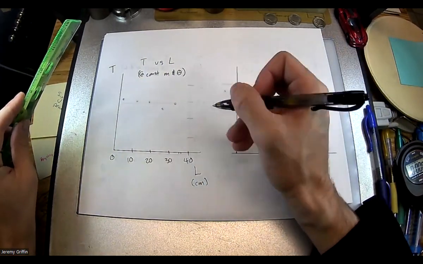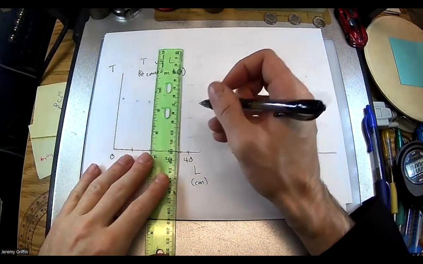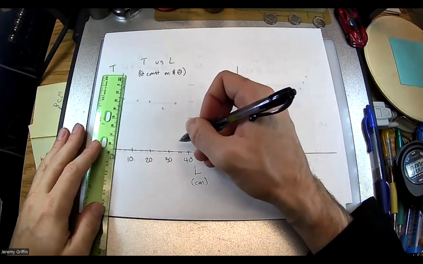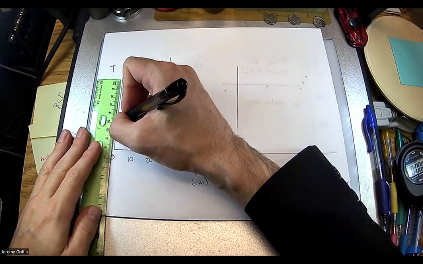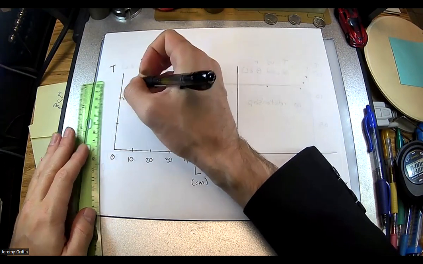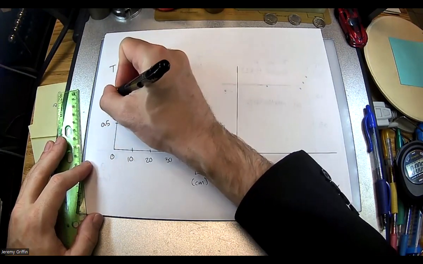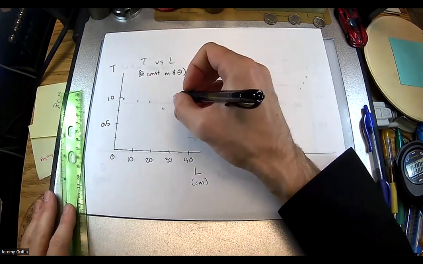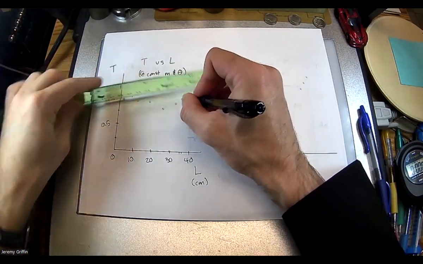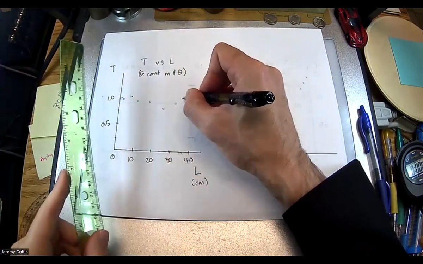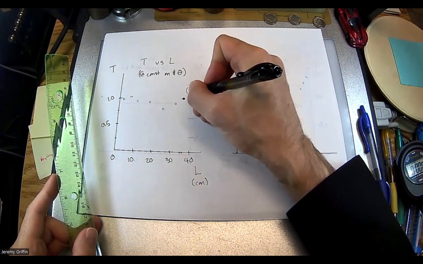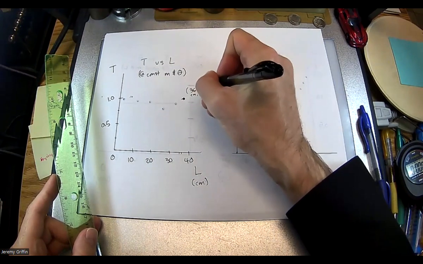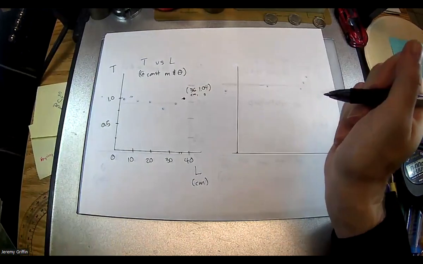How much time did that take to swing back and forth? So 1.04 seconds. Let's go 0.5, 1.0. Okay, so 36 centimeters, 1.04 seconds. Okay, let's plot that coordinate.